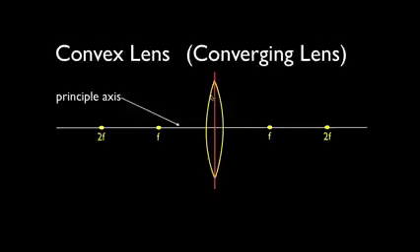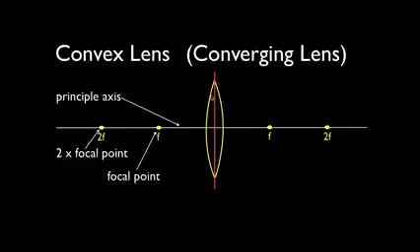One of them is the principal axis. This is this white line that runs horizontal through the center of the lens. Then we have our focal point, and we have the point we call 2f. And the focal point is at a distance of one focal length from the lens, and 2f is twice as far away. So f is one focal length away, and 2f is twice as far away.